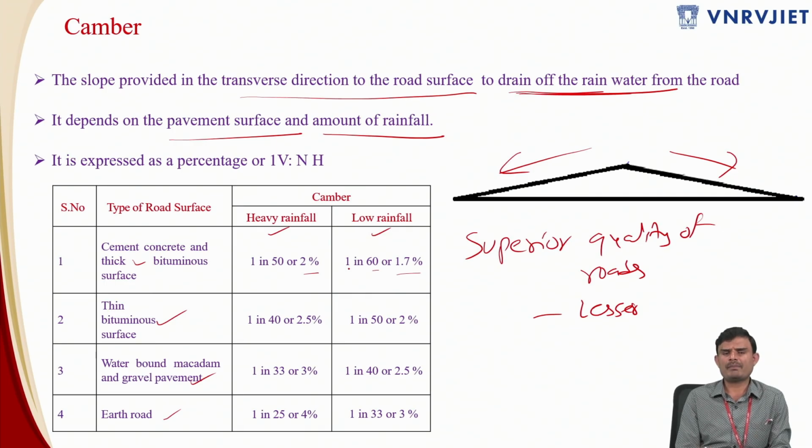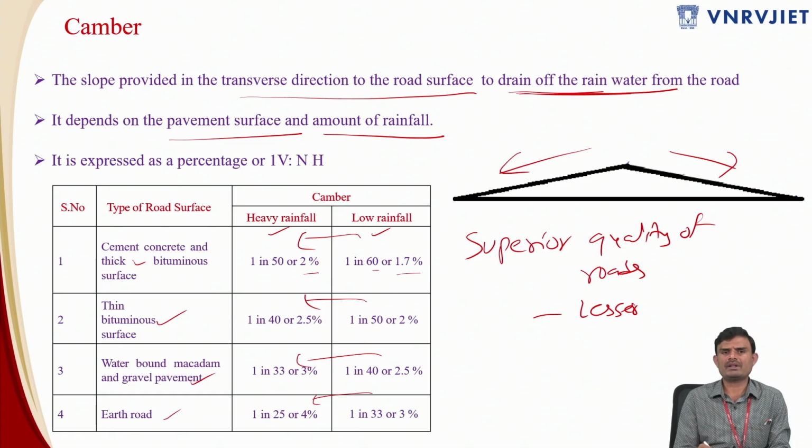And the wonderful way of remembering this table is that you come from right to left, from top to bottom. 60 to 50, 50 to 40, 40 to 33, 33 to 25. You just repeat it twice, 60 to 50, 50 to 40, 40 to 33, 33 to 25. You are going to remember these values. Remember that you are moving from low rainfall to high rainfall and you are coming from superior quality of the roads to the inferior quality of the roads.